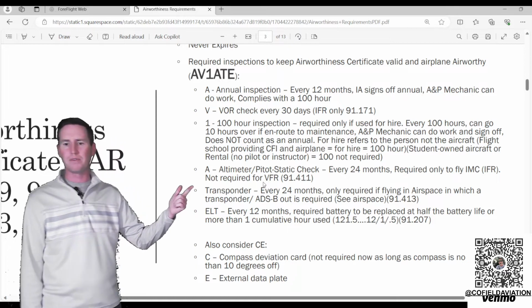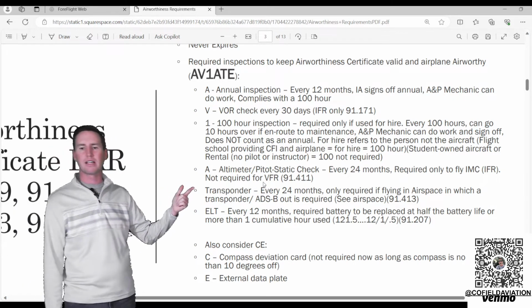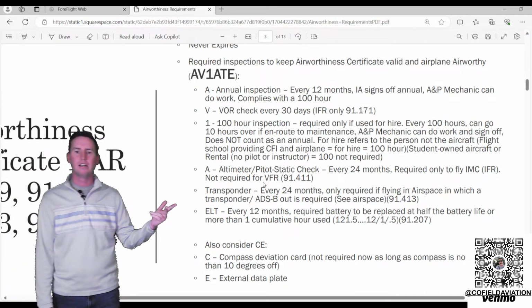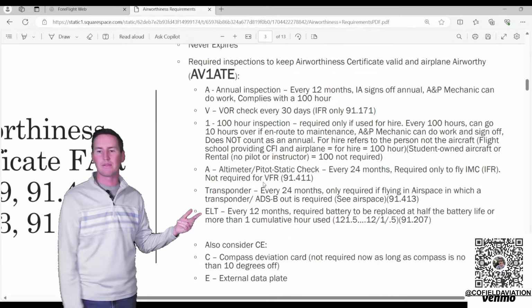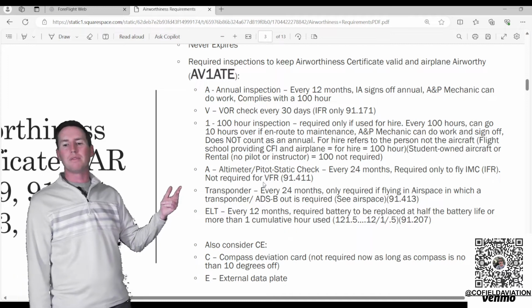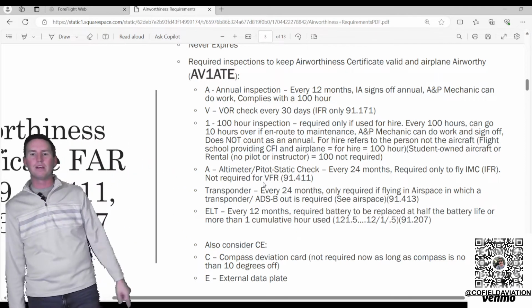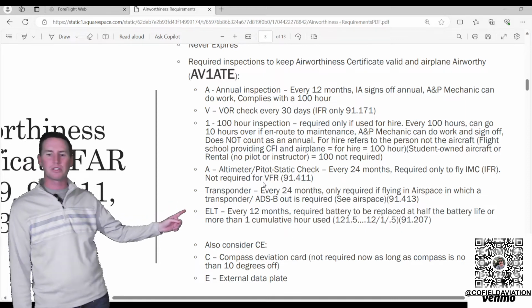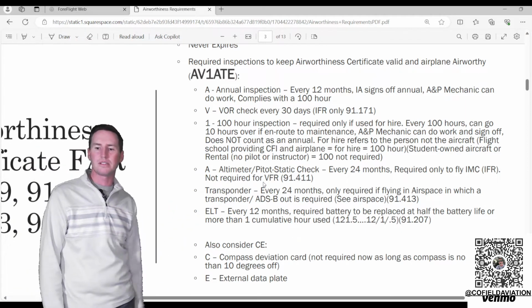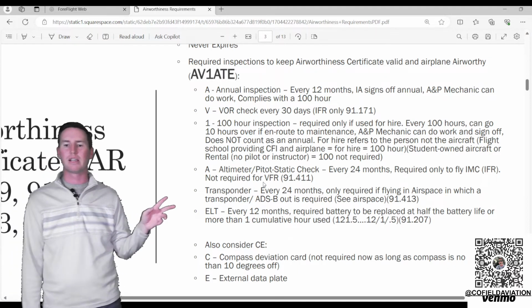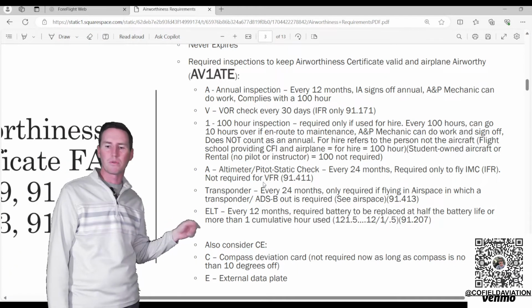A is for annual, V, VOR check. Annual inspections every 12 months, VOR check every 30 days, IFR only, 100 hour if it's required every 100 hours. The annual counts for the 100 hour. The 100 hour does not count for the annual. The other A is the pitot-static altimeter check. The T is a transponder check every 24 months, both the pitot-static altimeter check and transponder check are every 24 months.